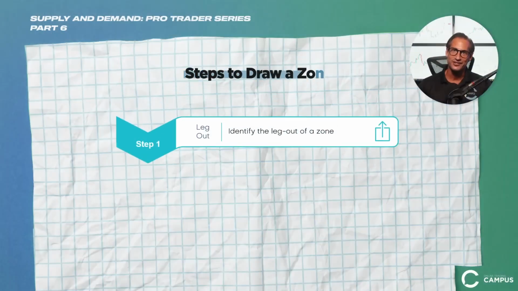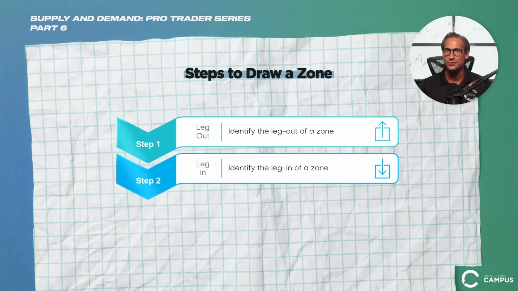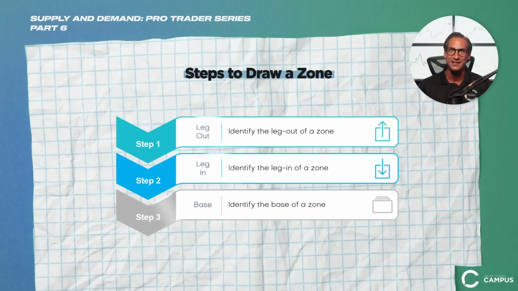This is where the fun starts, because now we are finally qualified to start drawing zones. Please remember, there's a 3-step process that we follow to identify and draw zones. The first step is always to identify the leg out. Step 2 is to identify the leg in, followed by the last step of identifying the base.